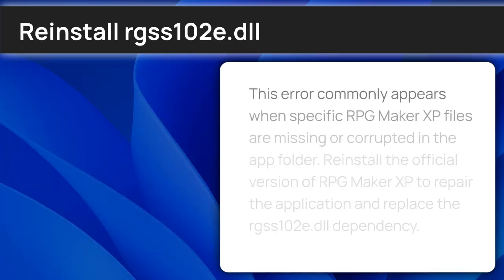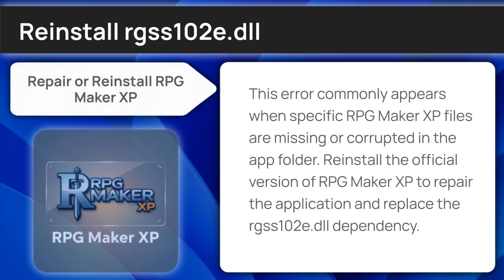The Rgss102e.dll belongs to the RPG Maker XP application bundle. Performing a full reinstall of the latest version of RPG Maker XP will restore this file and related components.